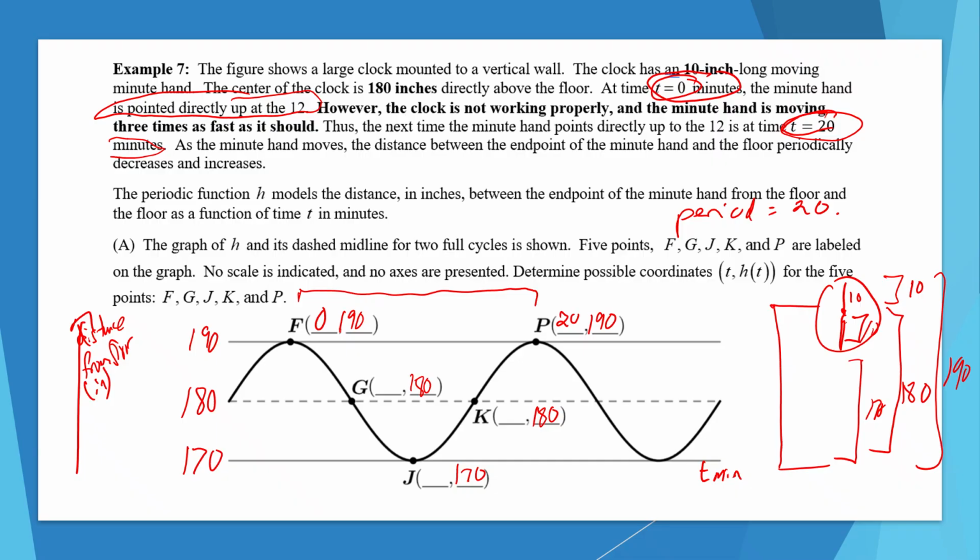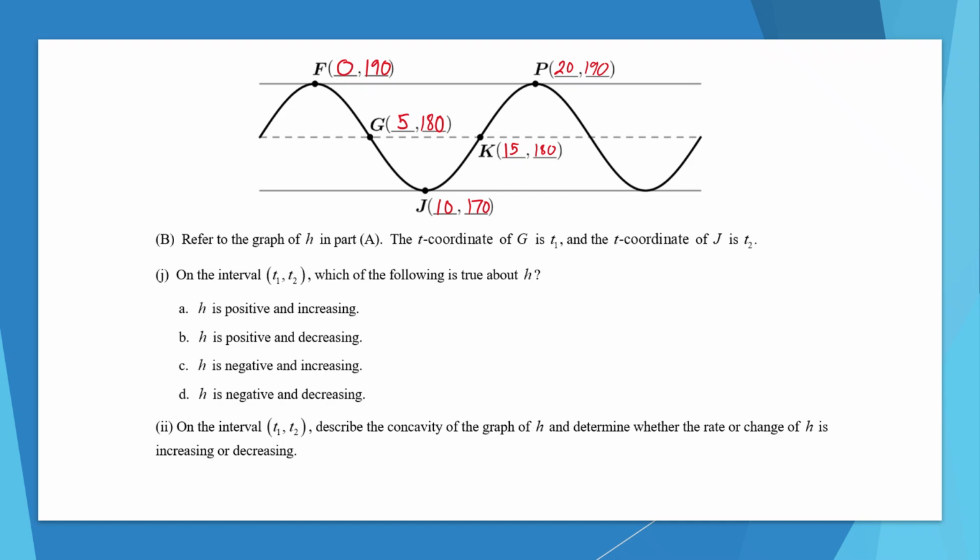And now what we want to do is chop this up into 4. So 20 divided by 4 is 5. So from F to G, this should be 5 units. From G to J, it should be 5 more, so 10. J to K should be 15. And then K to P should be 5 units apart, so at 20. And that's our answer. Those are everything that we need labeled, and that would get us full credit on an AP exam there.